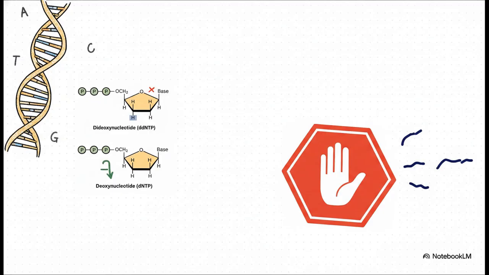A normal nucleotide, a dNTP, has this little chemical part, an OH group, that acts like a hook, letting the next letter connect. But the ddNTP is missing that hook. So once it gets added to a growing DNA chain, that's it. It's a dead end. The process just stops cold. It's the ultimate stop sign for DNA replication.